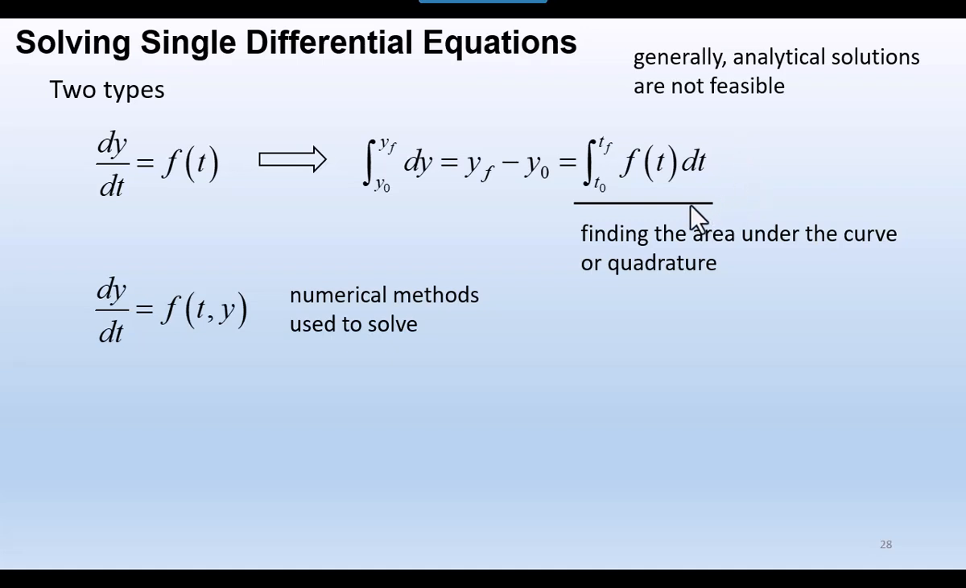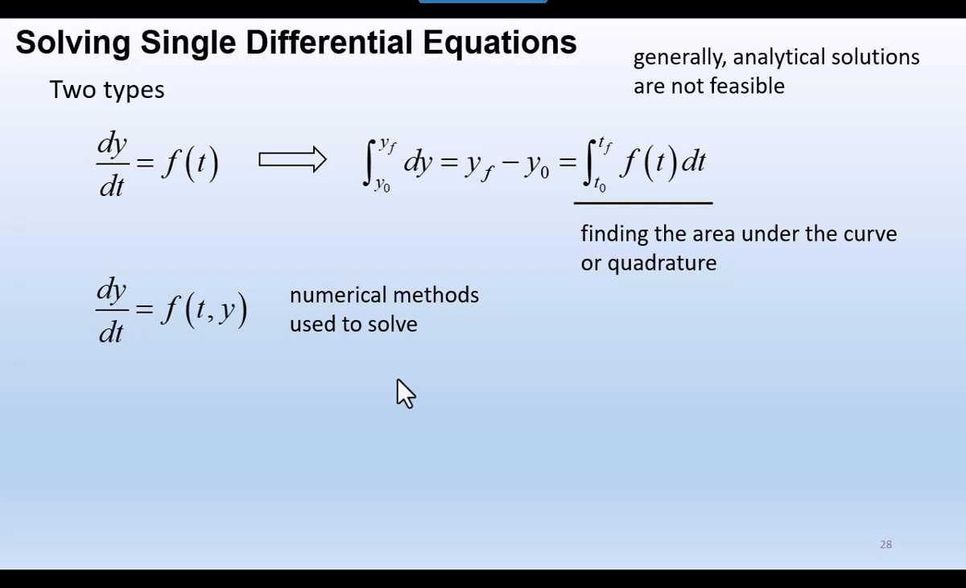And one way of thinking of this is it calls for finding the area under the f of t curve from t0 to tf. That is also called quadrature, and it requires a separate set of methods to carry out that calculation. And then in the more general case, we have a differential equation where the function involves both the independent and the dependent variable, and we bring to bear different numerical methods to solve that type of an equation.